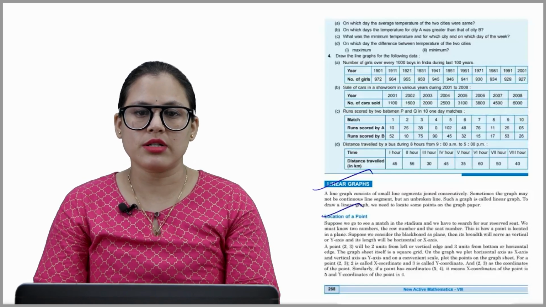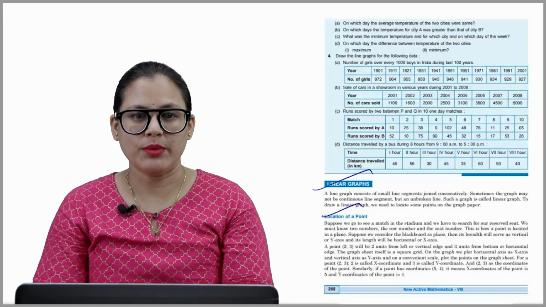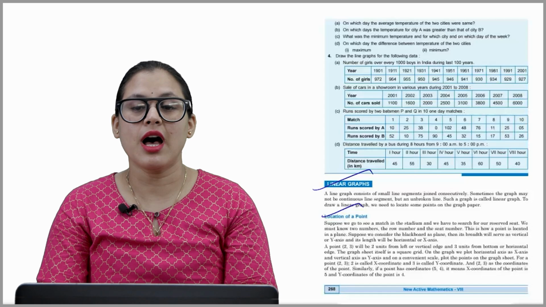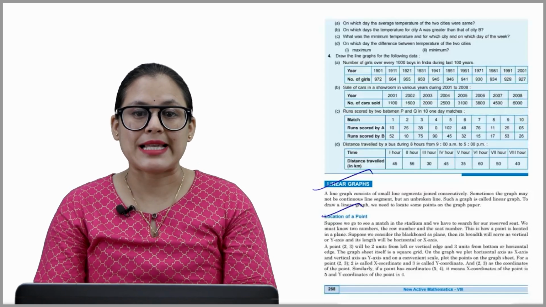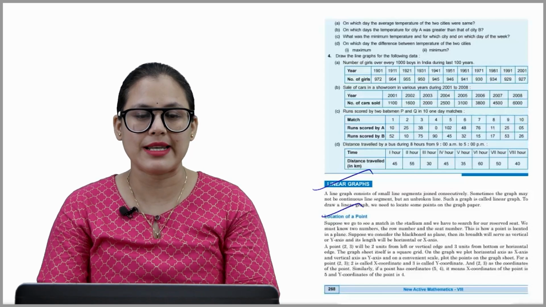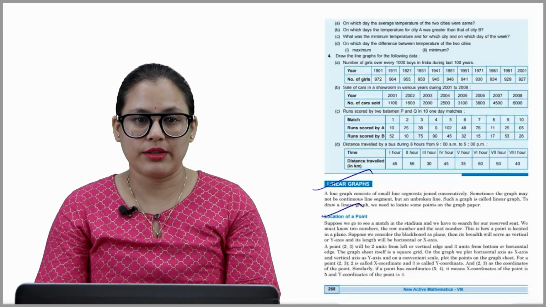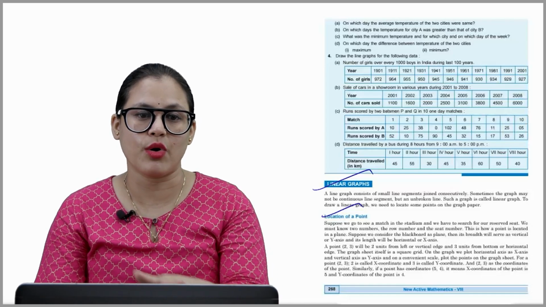Suppose we go to see a match in the stadium and we have to search for our reserved seat. We must know two numbers, the row number and the seat number. This is how a point is located in a plane. Suppose we consider the blackboard as a plane, then its breadth will serve as vertical or y-axis and its length will be horizontal or x-axis. A point (2, 3) will be 2 units from the left or vertical edge and 3 units from the bottom or horizontal edge.